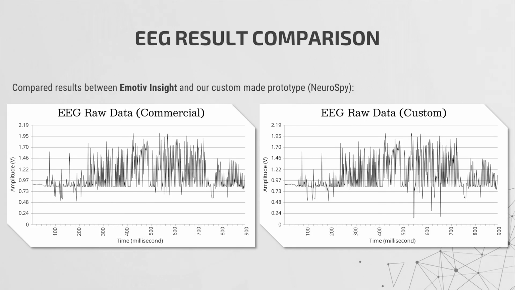EEG data from the FP2 position of the human scalp were simultaneously recorded with our designed device and a commercial device, Emotiv Insight. Both of the devices returned almost visually similar results, which has been demonstrated in the figures. The left graph represents the raw signal we got from Emotiv Insight, a commercial EEG monitoring device, and the graph on the right represents the raw signal from our custom device.